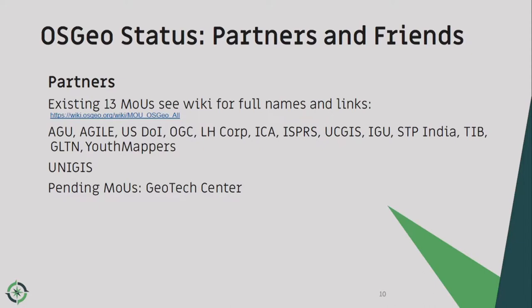Also, we have lots of partners and friends, as I mentioned before. We have 13 MOUs. You can check the list later. We have some pending MOUs that we are working on details. UNIGIS is not signed, but it's already approved, so it's going to be soon part of our family.